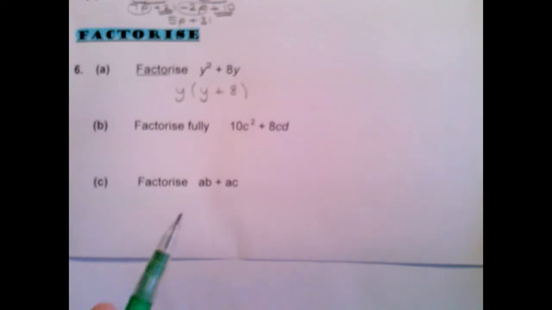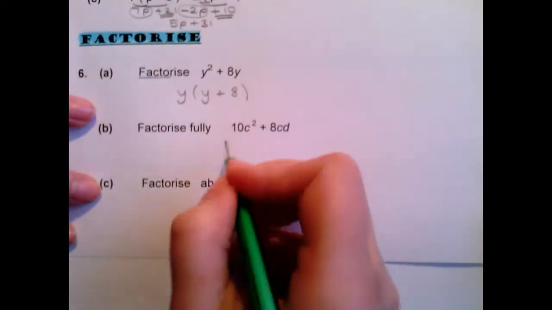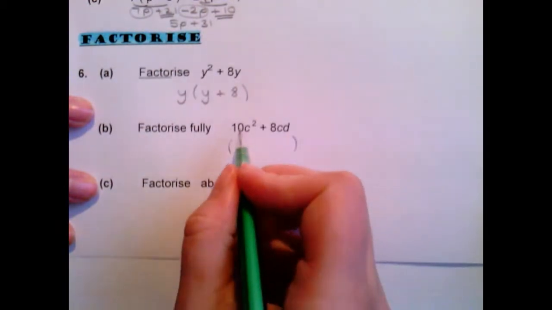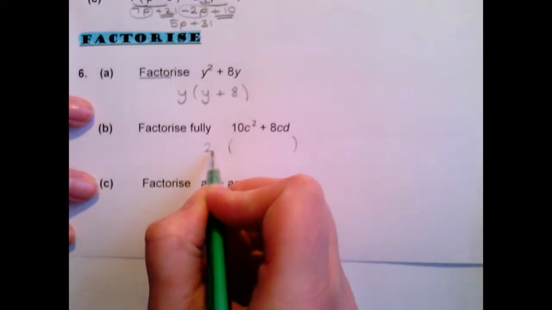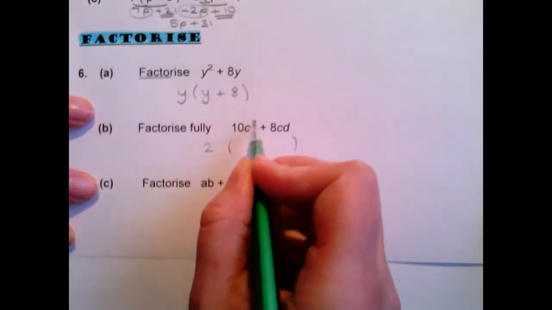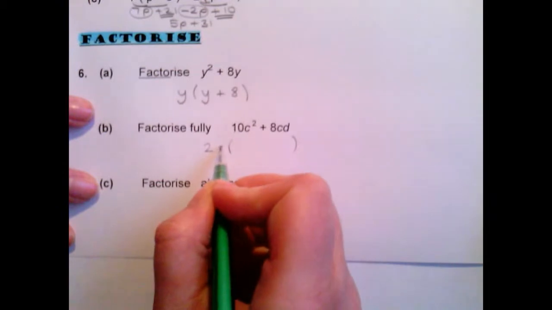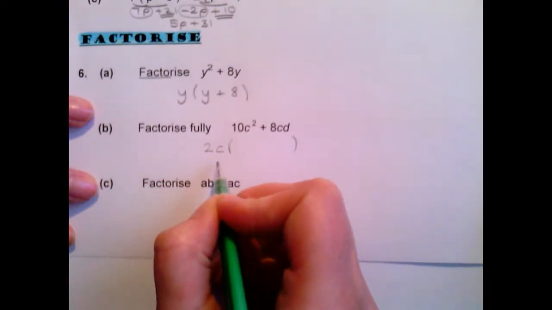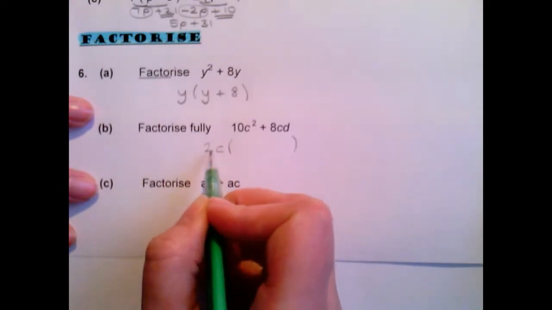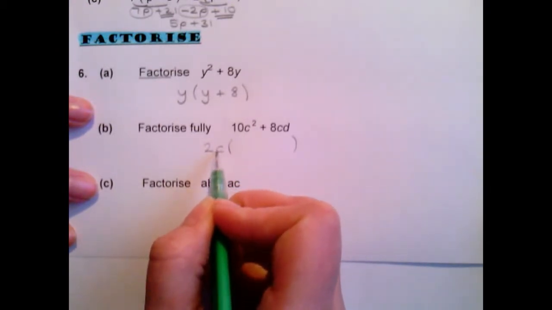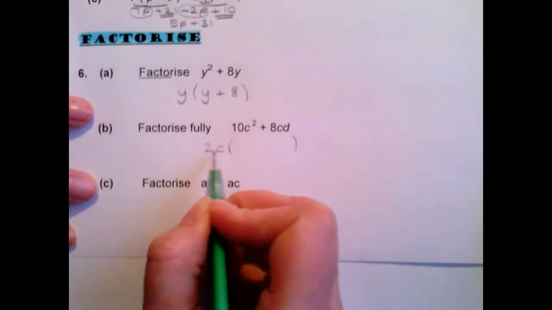Part B then, it says factorise fully, and the reason it says factorise fully is because you're able to take out more than just one thing. So 10 and 8 are both in your 2 times table, so you're able to take out a 2. But also the c squared and the cd both have a c in common, so you can put the c out in front. So whenever it says factorise fully, that's a good indication to you that you have more than just one thing out in front. You don't just have a letter or just have a number, you have both.